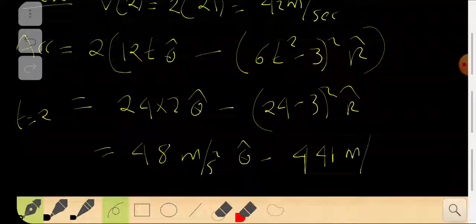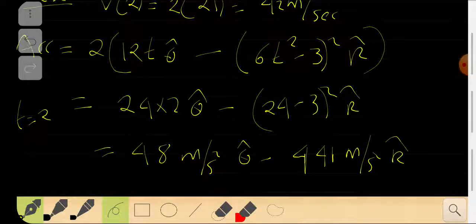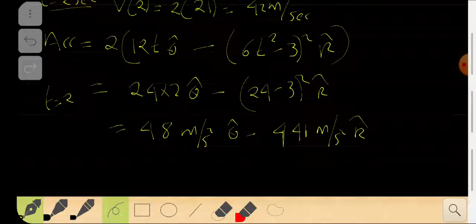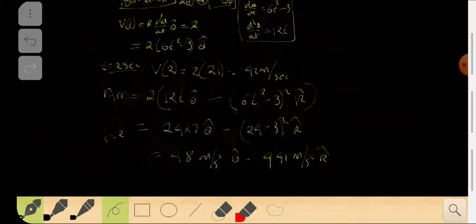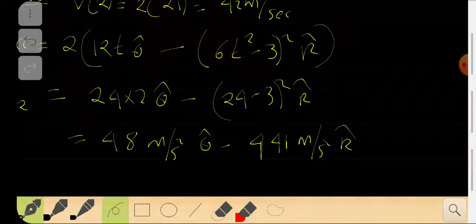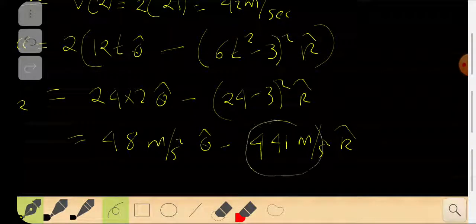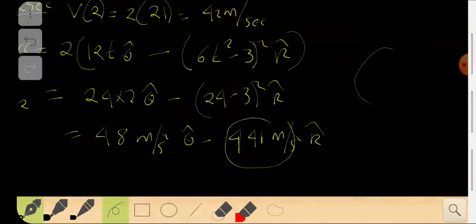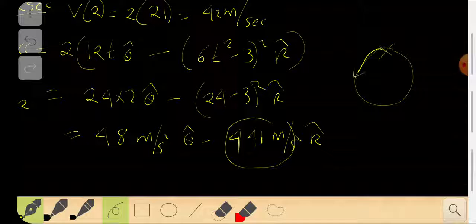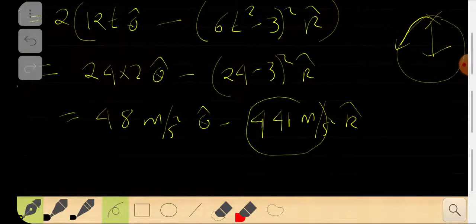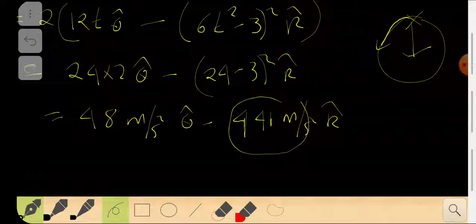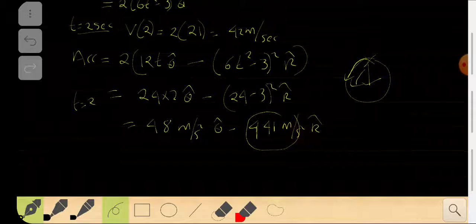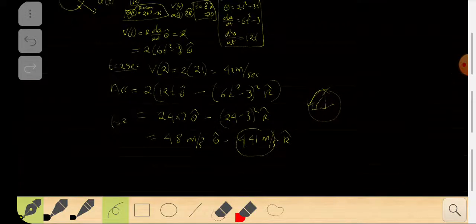441 meters per second square in the r cap direction. That's the acceleration. So what does it mean? It means that in the r cap direction it has a negative value. That means it is pulling this thing inside, right? The body which is moving in a circular motion is being pulled inside by the r cap radial acceleration, and the other acceleration is actually moving it sideways, right? It's a positive acceleration. So that's what it means.